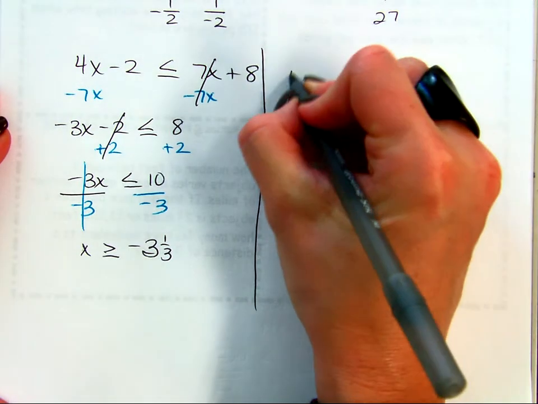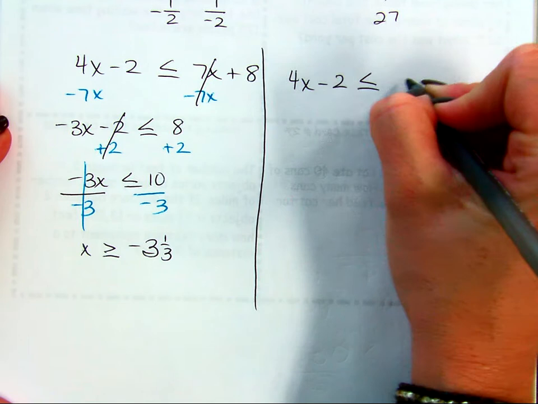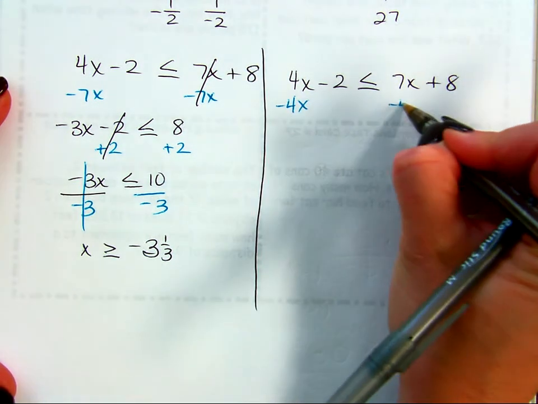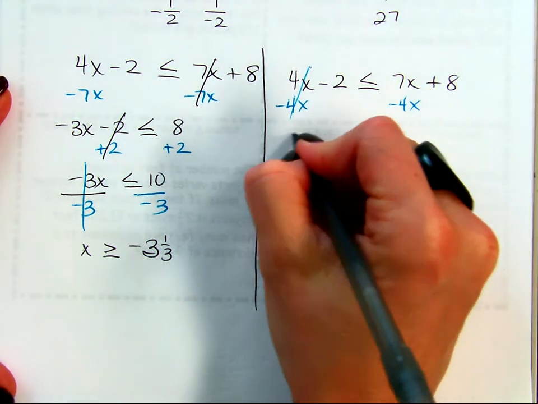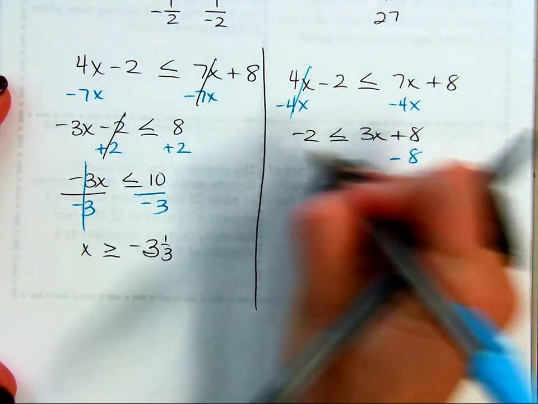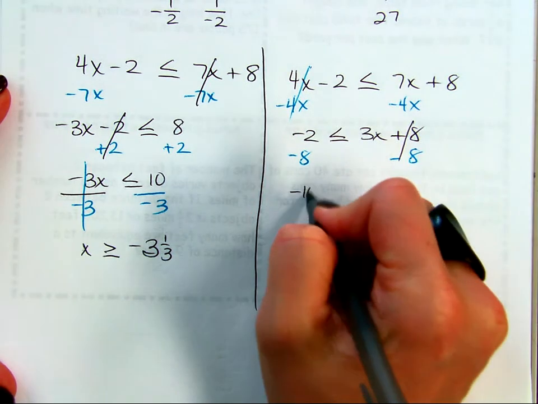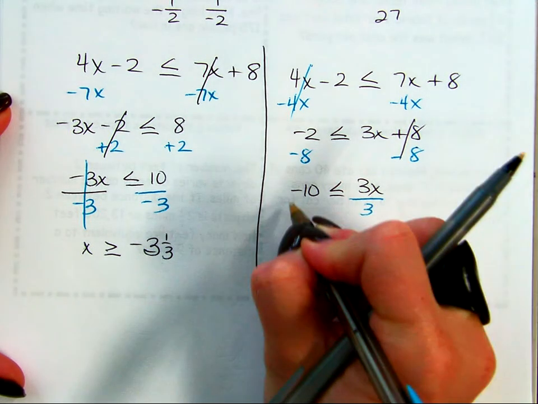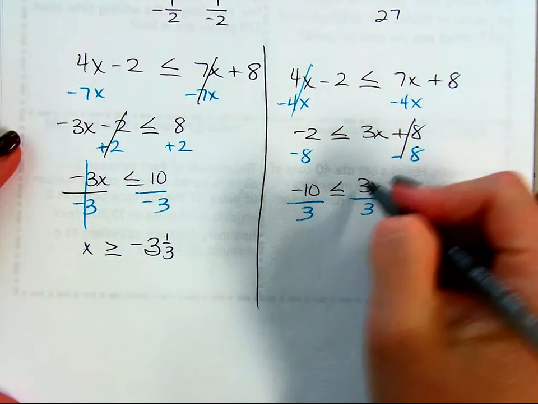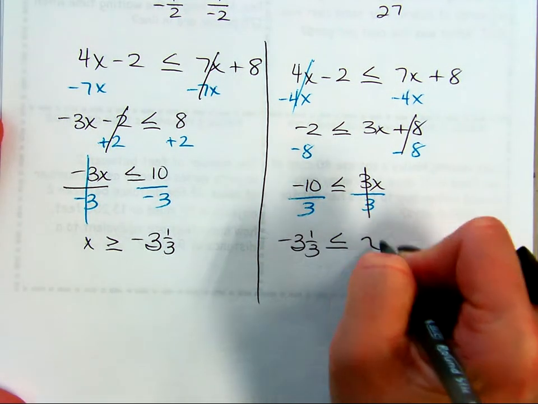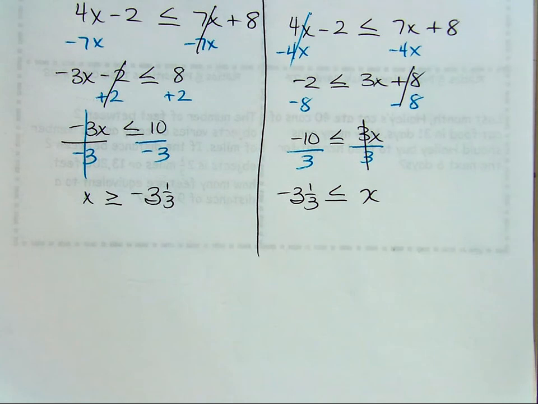Somebody then said, well, if you just put the x's on the right, then you don't have to worry about flipping it around, right? Are you able to kind of see that? Because if you subtract 4x from both sides, you get negative 2 less than or equal to 3x plus 8. Then minus 8 gives you negative 10 less than or equal to 3x. Then when you divide by 3, you didn't divide by a negative, so don't switch anything. Leave it like that. It's still negative 3 and 1/3. But the dilemma in this case is that those are the exact same answers.